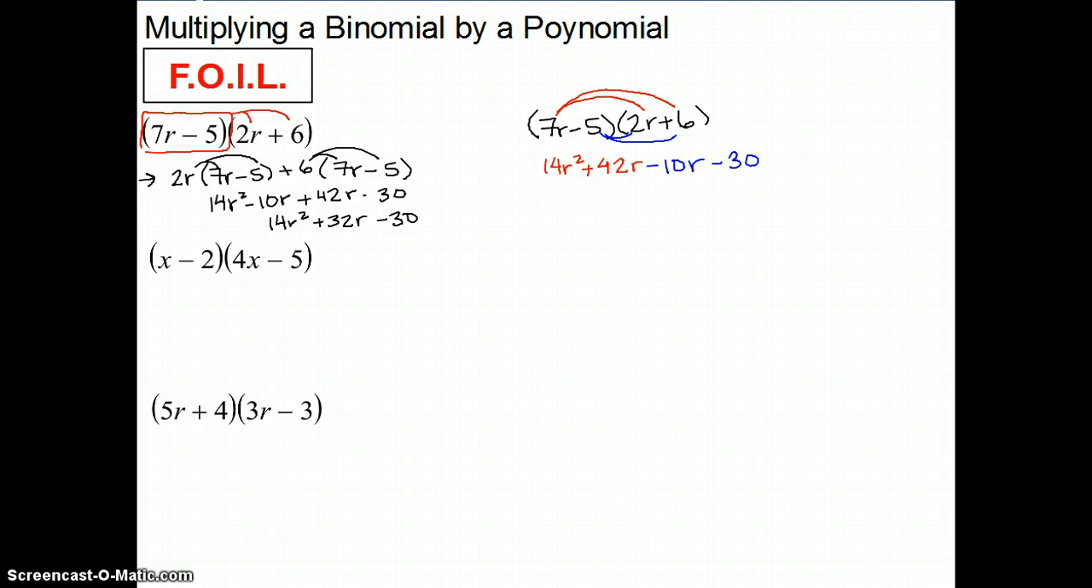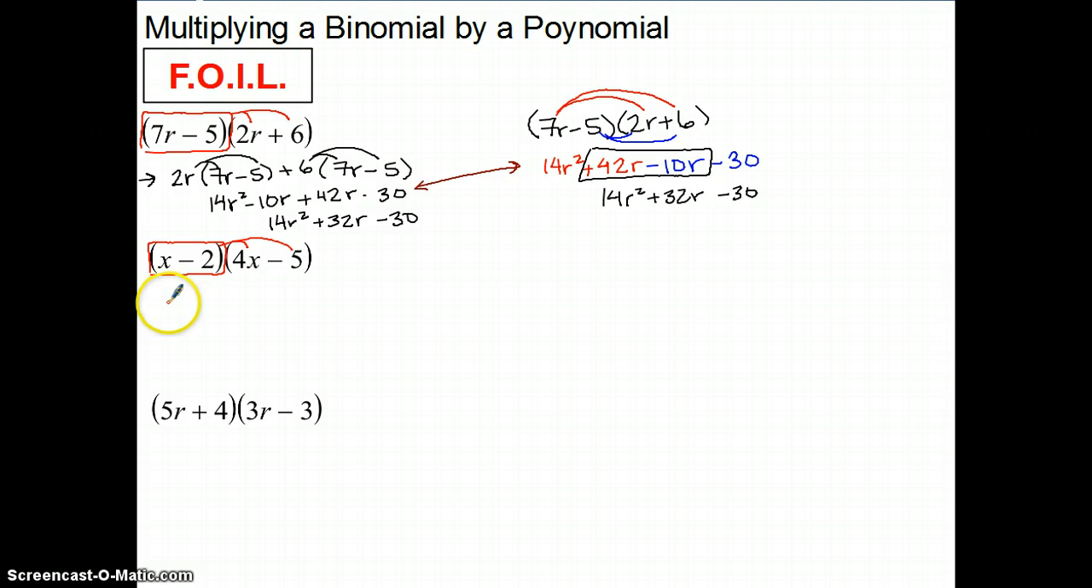And negative 5 times positive 6 gives me a negative 30. If you notice, that is almost exactly what we had in our second step on the left-hand side. So from here, when I combine my like terms, I still end up with 14r squared plus 32r minus 30. Down below in the second, I'm going to go ahead and do it both ways again.